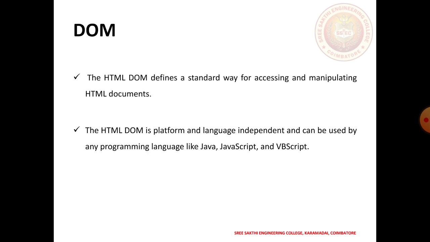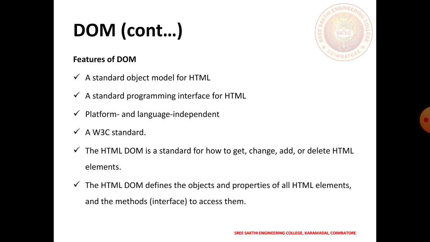Next, let's see what the DOM is. DOM is an object model. It defines a standard way for accessing and manipulating HTML documents. It is language and platform independent, and it can be used by any programming language like Java, JavaScript and VBScript. Some of the features of DOM: it is an object model for HTML, it gives a standard programming interface for HTML, it is platform and language independent, and it is a W3C standard.